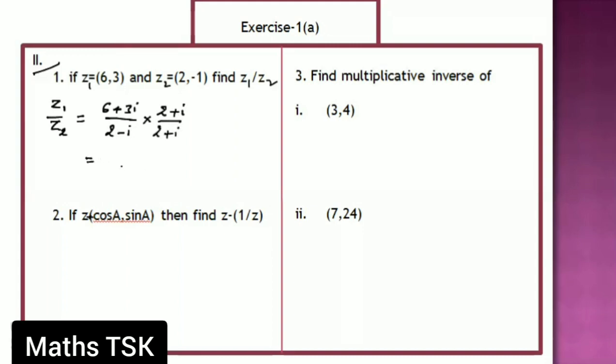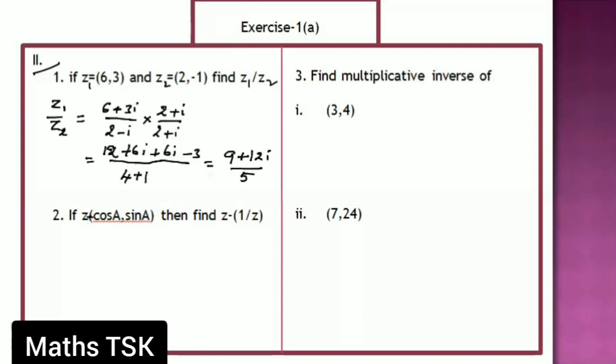The denominator becomes 4 plus 1. Numerator: 6 twos are 12, plus 6i, then plus 3i minus 3i square, so minus 3 I can write. 12 minus 3 becomes 9, then plus 12i, all by 5. That is the value of this.